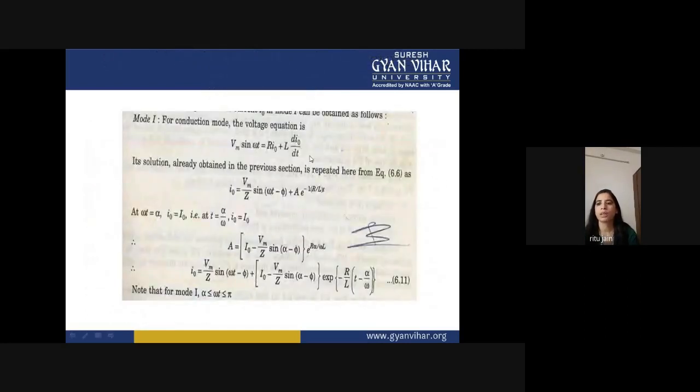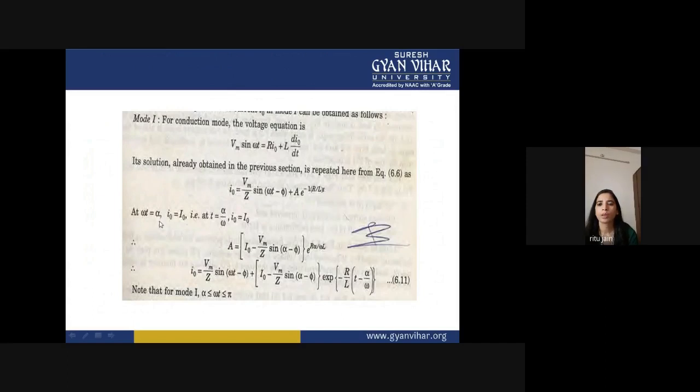Now, this is the equation by using which you can do the mathematical analysis of these waveforms. From the diagram you can see Vm sin omega t is equal to I naught r plus L di naught upon dt. As we know, this is a first order equation, so you can solve it mathematically and you will get I naught is equal to Vm upon Z sin(omega t minus phi) plus A e to the power minus r by L into t.